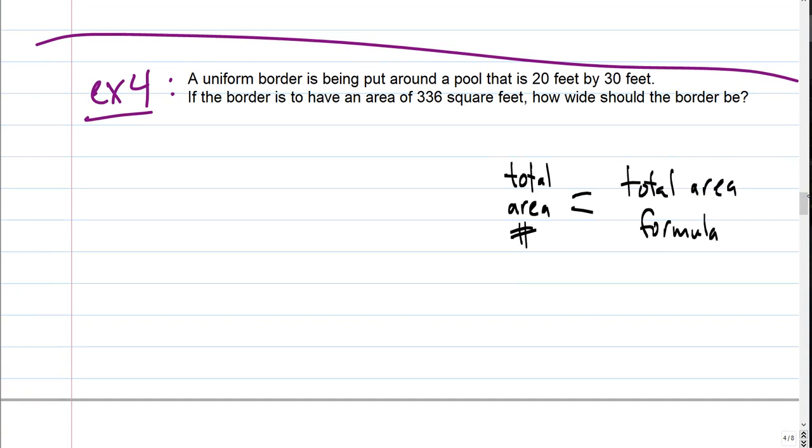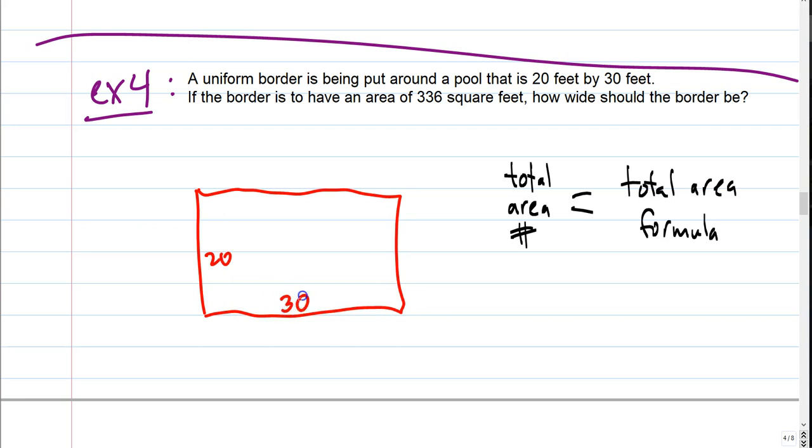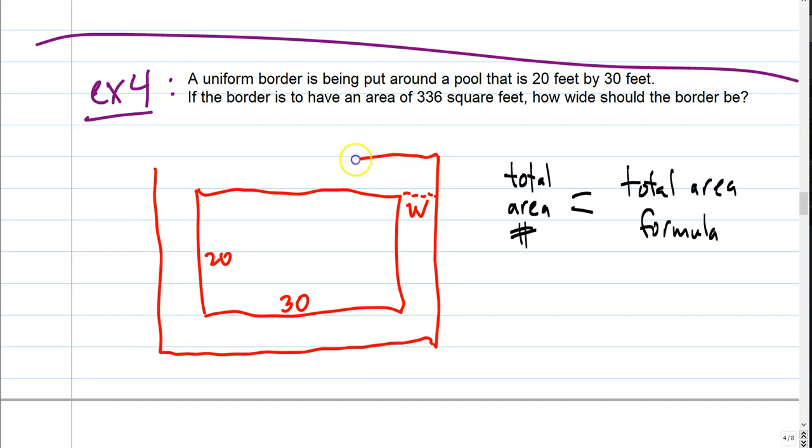A uniform border is being put around a pool, and the pool is 20 feet by 30 feet. If the border is to have an area of 336 square feet, how wide should the border be? Okay. Once again, I'm going to draw a picture. I'm looking at a pool that is 20 feet by 30 feet. So it's 20 by 30, and then we're going to take whatever set width and put a border all the way around this pool that has that set width.